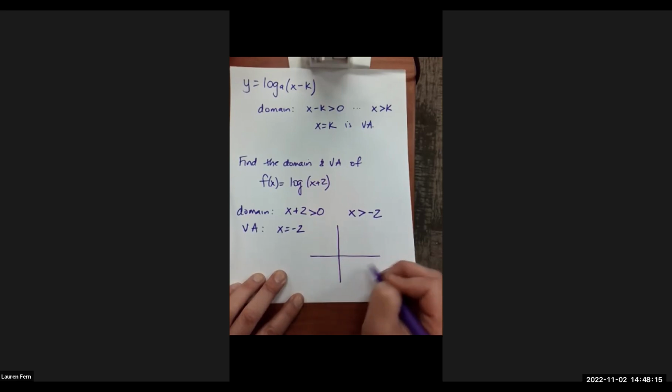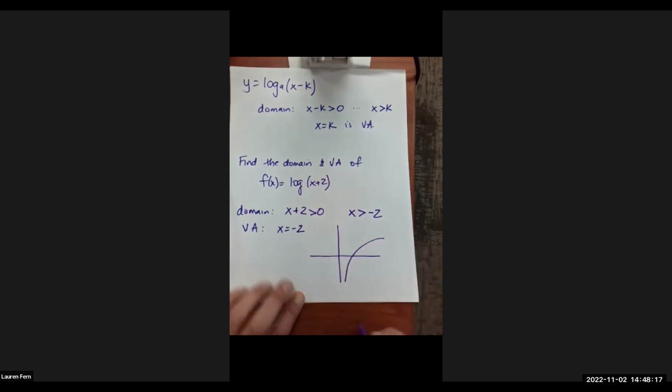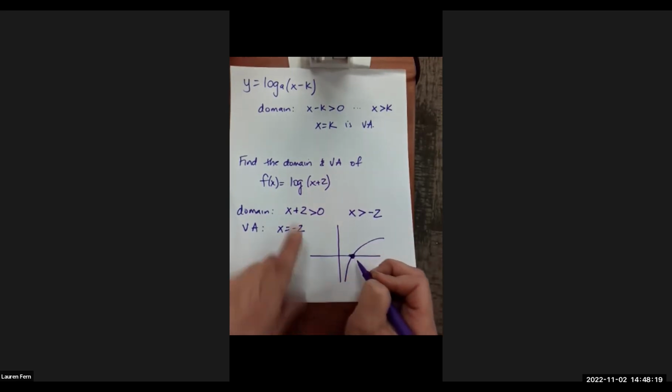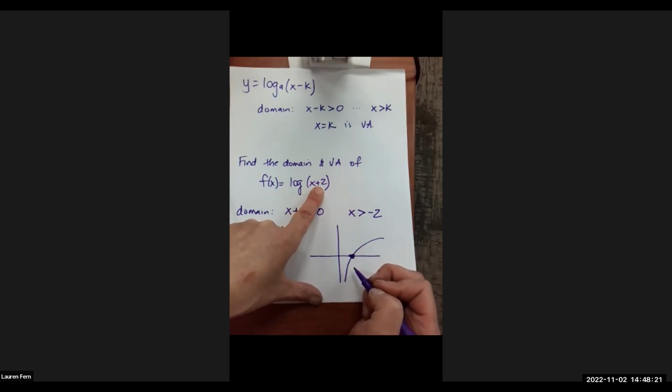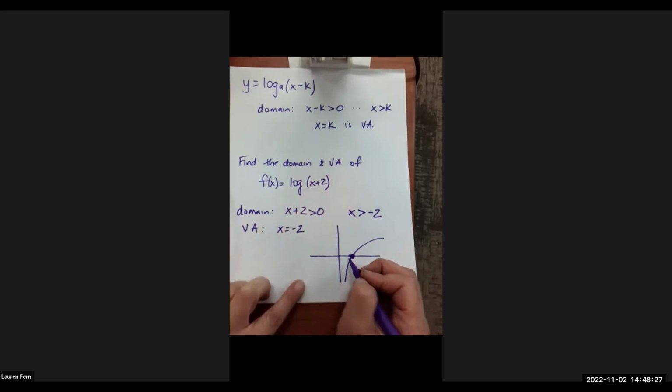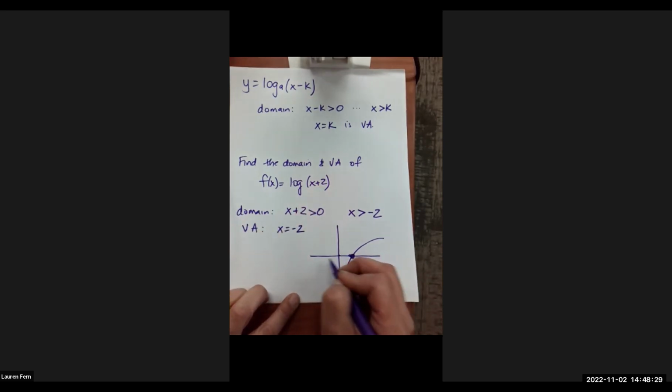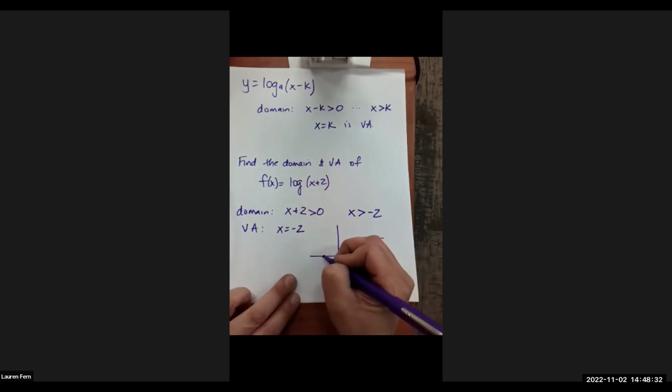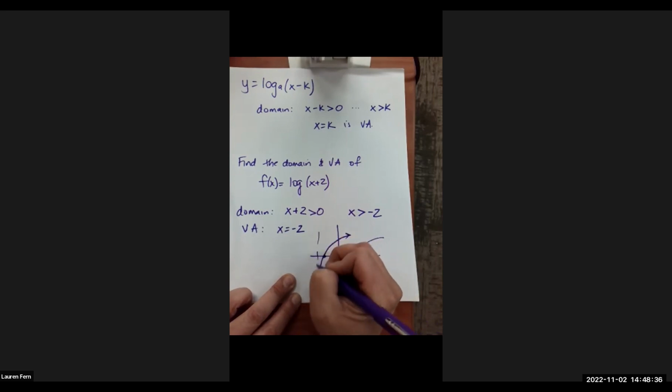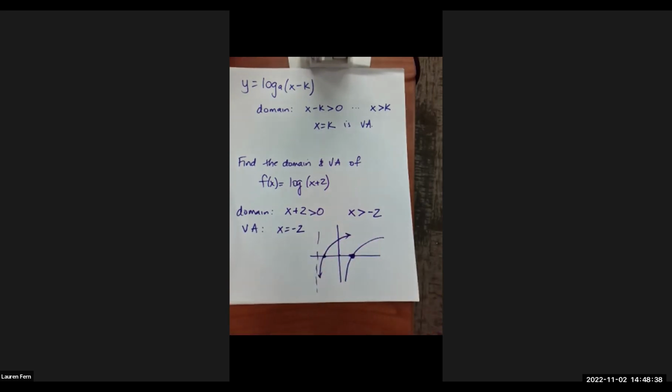Now check this out. If this is my log function, when you add 2 within, what are we doing? Shifting it left 2. So 1, 2. There we go. Isn't that cool? Cool.